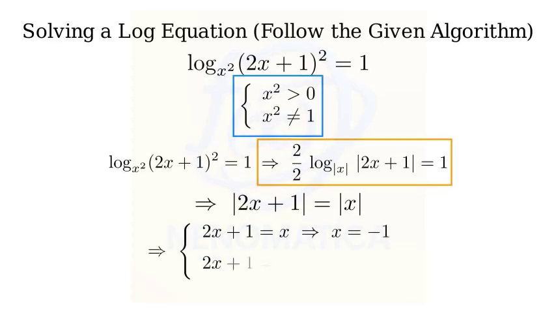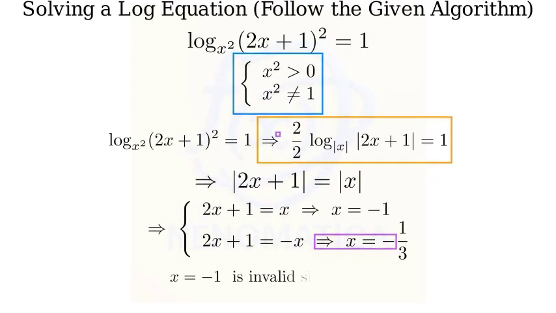Step 4. Solve the absolute value equation by cases. Case 1, 2x plus 1 equals x, which gives x equals -1. Case 2, 2x plus 1 equals -x, which gives 3x equals -1, so x equals -1/3.